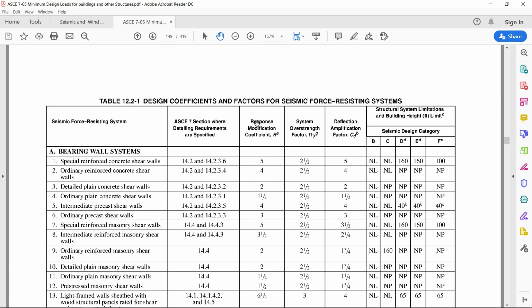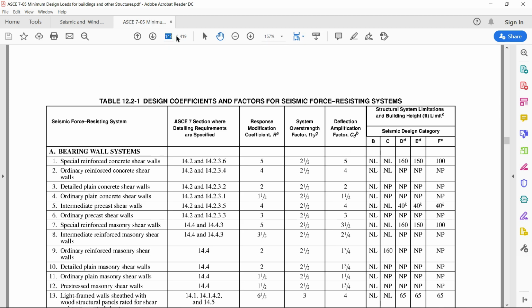In this table, we get the response modification factor R values, omega naught, which is the system overstrength factor, and Cd, which is the deflection amplification factor. And here are the seismic design categories, that is B, C, D, E and F. Because for A, no special requirements are there, that's why A is not listed over here. So still, what the seismic design categories are?